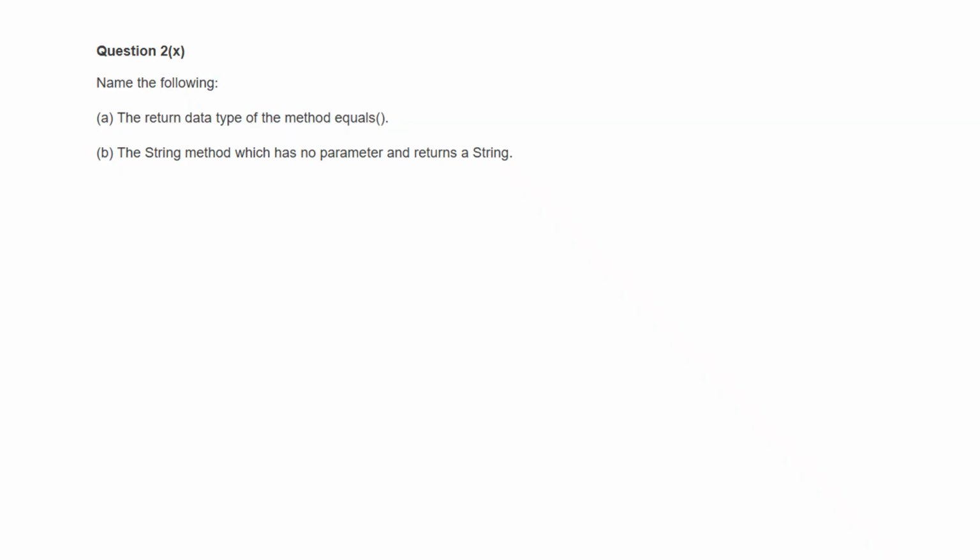Now the last question of question section A, question 2. Name the following. The return data type of the method equals. You all know the return data type is boolean. It returns true or false. So equals returns boolean. The string method which has no parameter and returns a string.